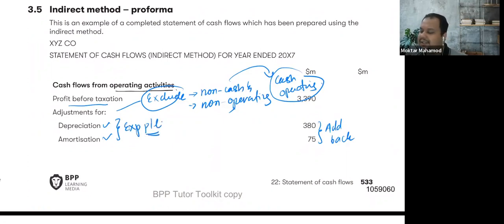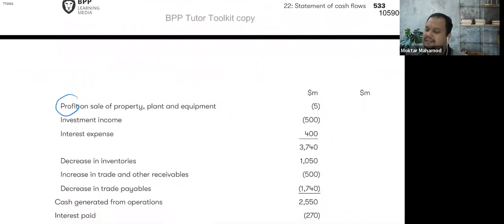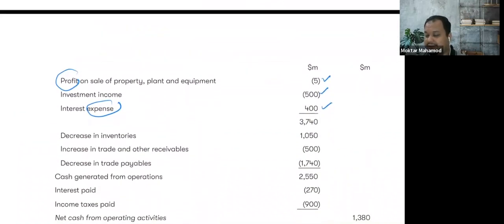To make an adjustment, you need to add back. If there is a gain, like this one, profit, meaning that it is a credit entry in the profit or loss. So this one, for you to exclude, you need to deduct from the profit before tax. Similar to investment income and interest expense in the profit or loss, and you need to add back to make an adjustment. Okay, so that will be the first thing that you need to look at.